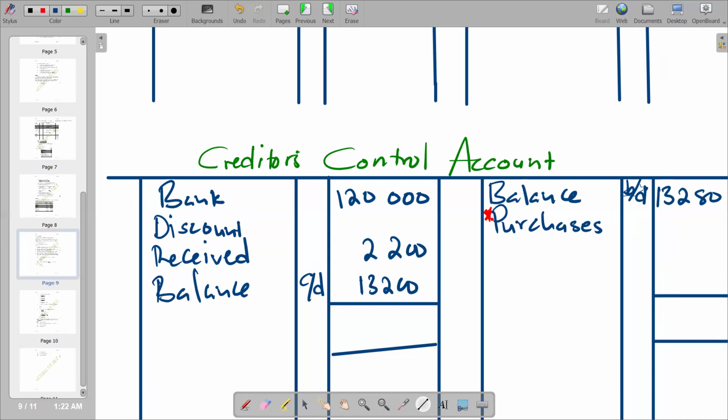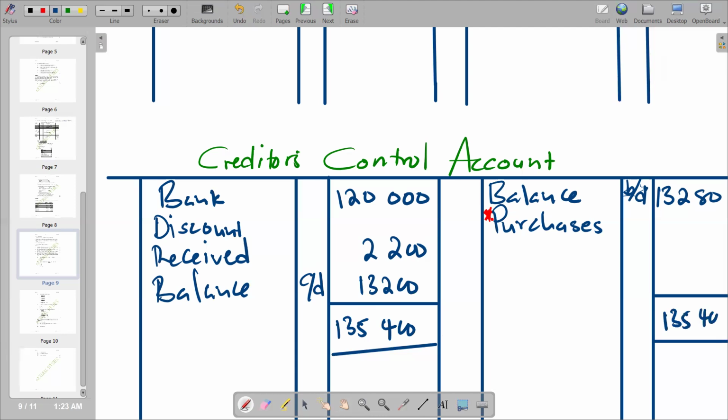After putting the double lines, obviously we need to find the total of the debit, which is supposed to also come on the credit side in between the double lines. Remember, when you are balancing the accounts, you add the total of the debit and the credit, and then you compare which total is greater. The greater total should come in between the double lines at both sides. In this case, we've got a greater total on the debit side. So if you add 120,000 plus 2,200 plus 13,200, your answer is 135,400.